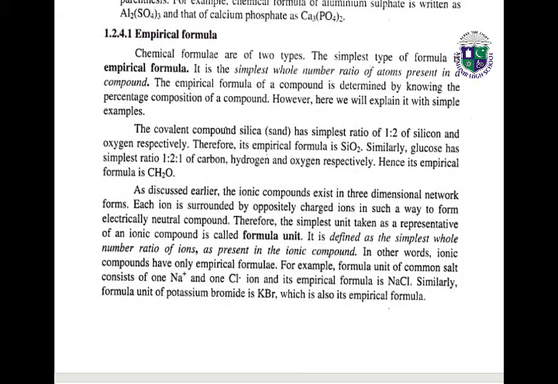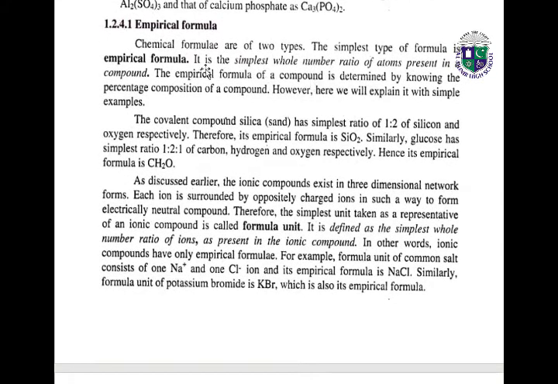What are empirical formulas? Yes students, chemical formulas are of two types. Simplest is the empirical formula. It is the simplest whole number ratio of atoms present in a compound. The empirical formula of a compound is determined by knowing the percentage composition of the compound. The covalent compound silica sand has the simplest ratio 1:2 of silicon and oxygen. Therefore, its empirical formula is SiO2. This is an example of an empirical formula.